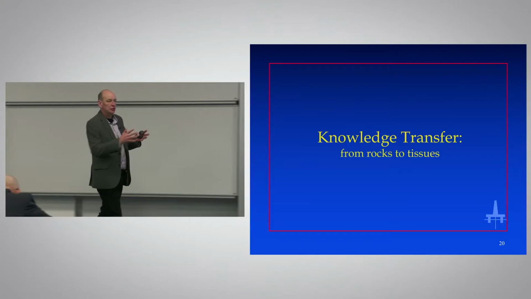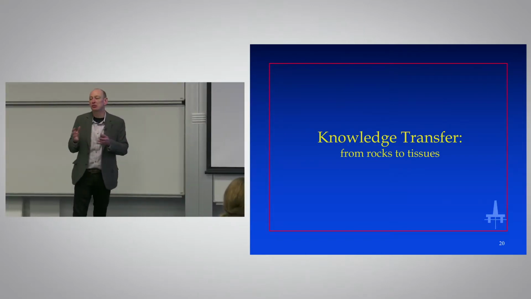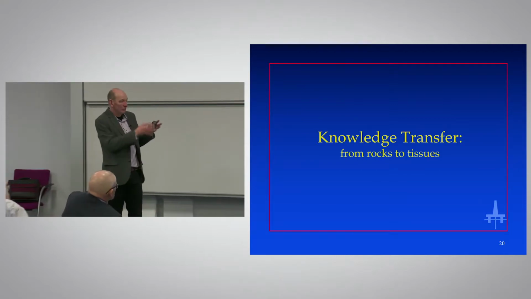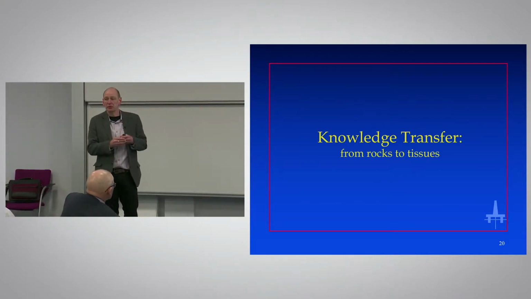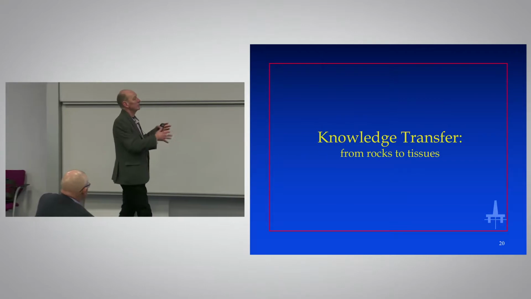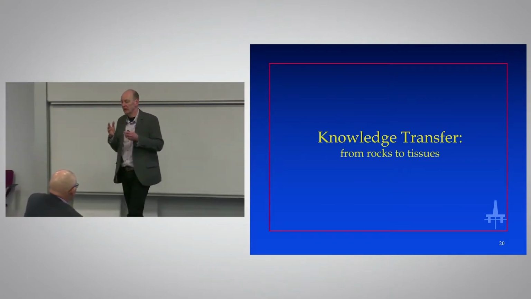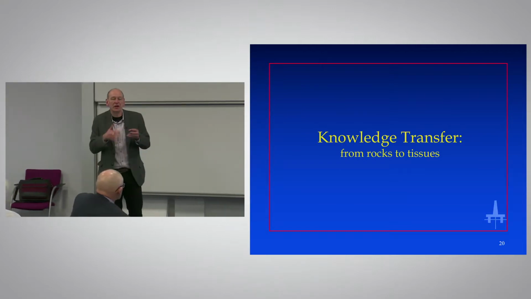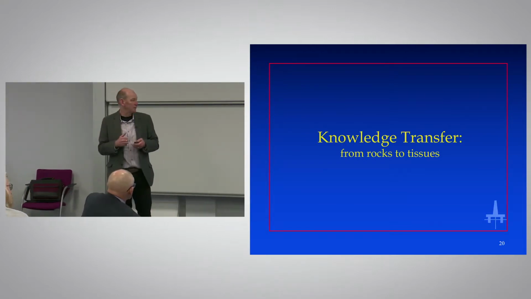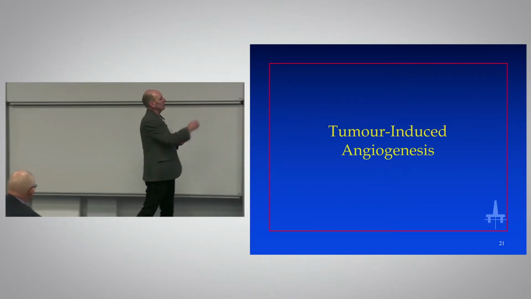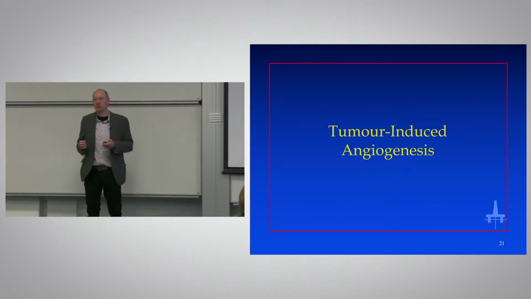So that's going from tubes to interconnected network to rock. And now we want to take the knowledge that we've got from studying multiphase flow in rocks and transfer that somehow to flow in tissues and use that information to try and come up with novel treatment strategies for cancers, perhaps. So I'm going to concentrate initially on a process called tumor-induced angiogenesis.